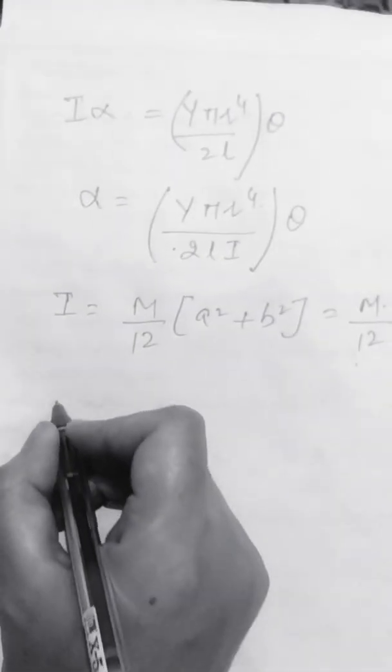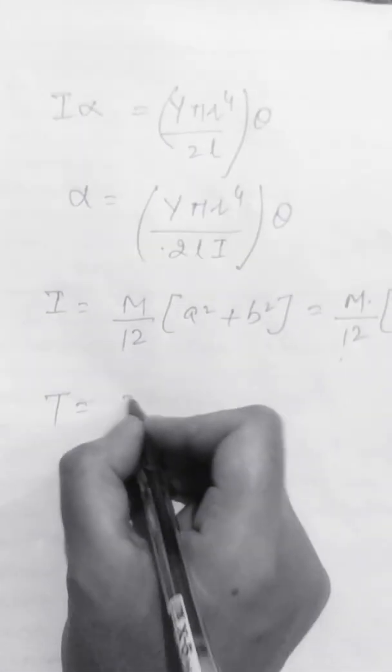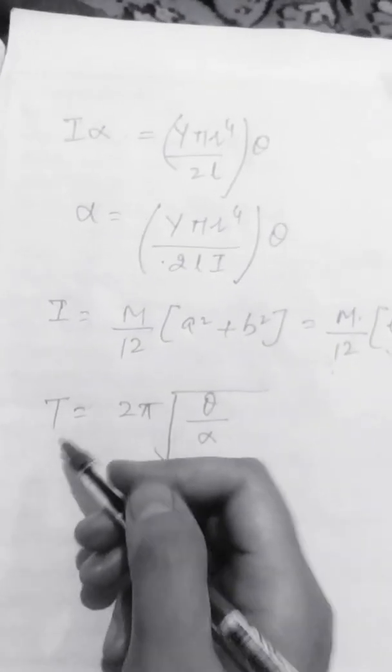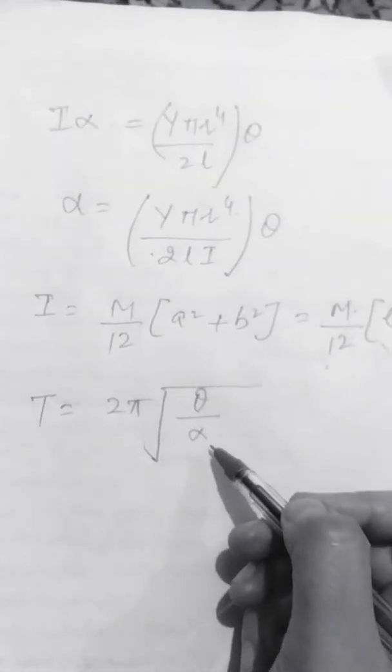Now we know the time period T is equal to 2 pi under root angular displacement by angular acceleration. We know the time period can be written in a number of ways. It is 2 pi mass factor by spring factor. It is 2 pi angular displacement by angular acceleration, right? So you know all that. So that is 2 pi.